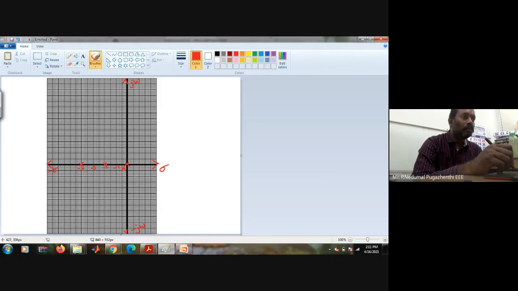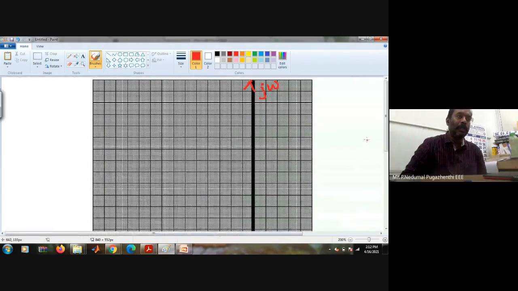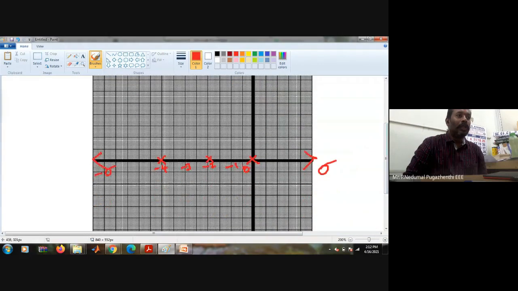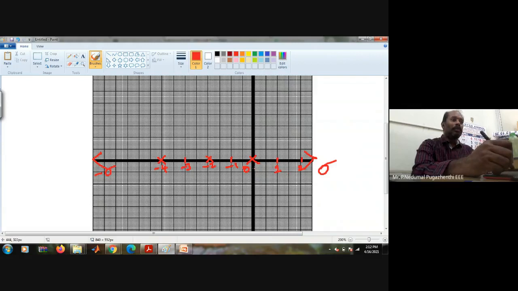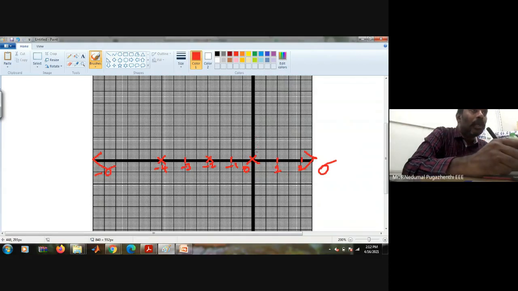So I hope that this is completely visible to you. If you want, I can maximize that and show it. The scale I have chosen is: this is going to be -1, this is -2, this is -3, this is -4, and this is going to be 1, and this is going to be 2. Let us consider this also.